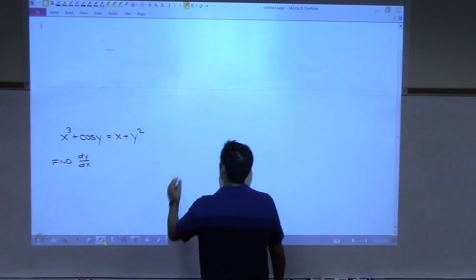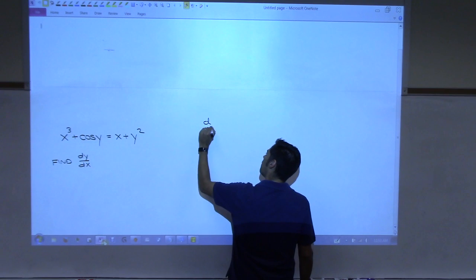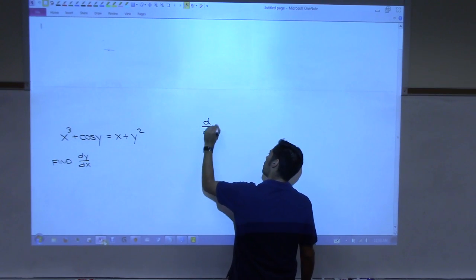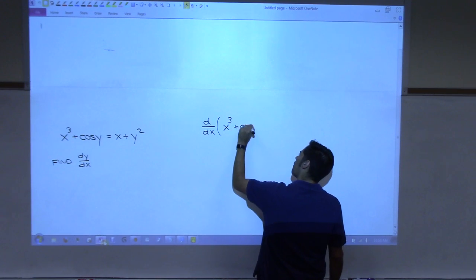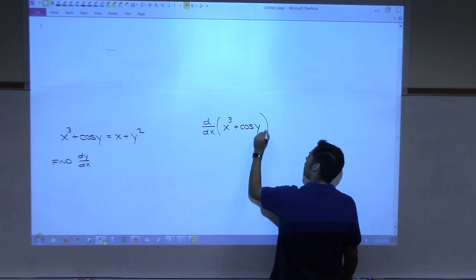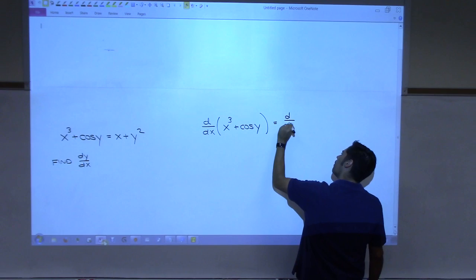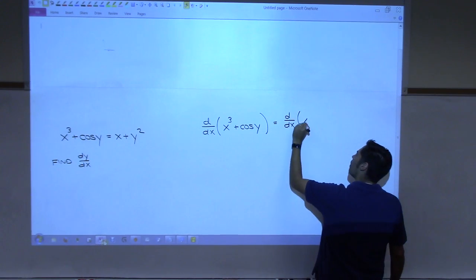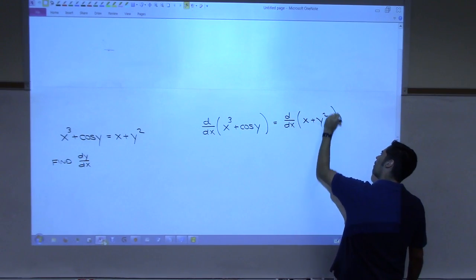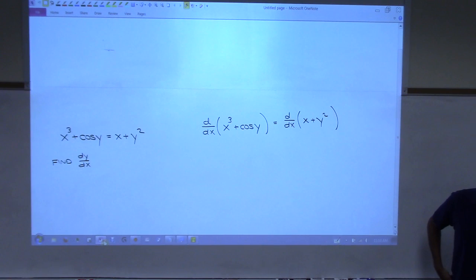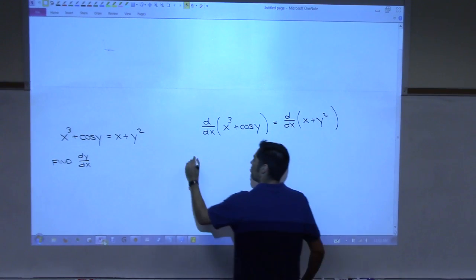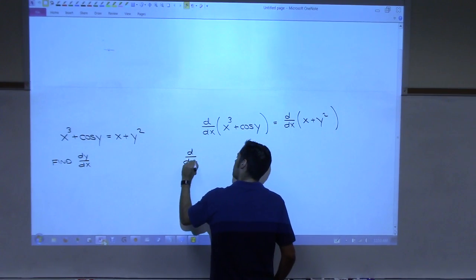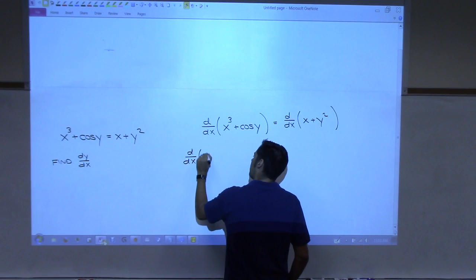So that means I'm going to take the derivative with respect to x on both sides of the equation. The left side is a sum of two things, right? So I can break it up into two derivatives. The right side is also a sum of two terms, so I can break it up.